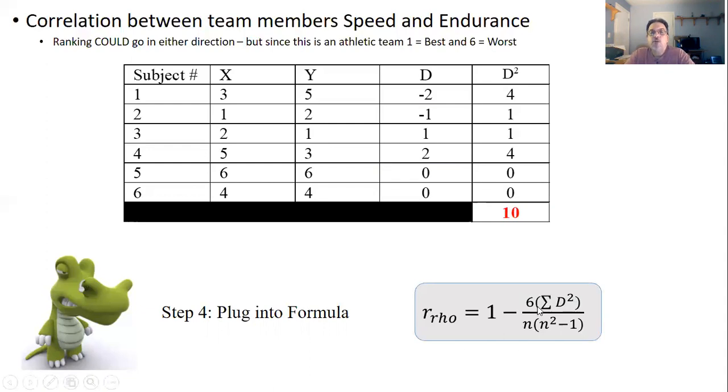So remember, the 6 here is a constant, the 1 here and the 1 here are constants. Okay? We have the sum of the d squared, sum of d squared is 10, n, number of participants, not number of scores, number of participants. In this case, our n is going to be 6. So we're going to have a 6 here and a 6 squared there. Plug those in, and you should have this.